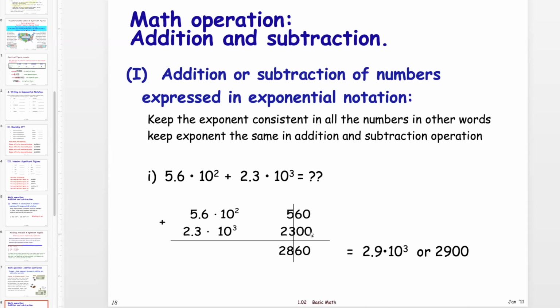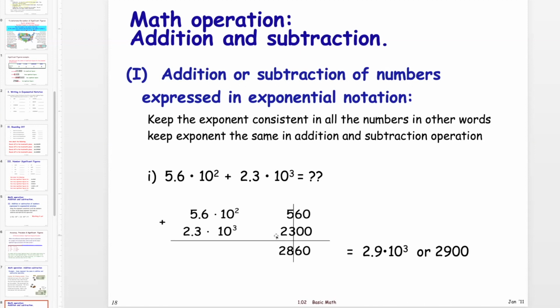Because this has an error of plus or minus 100. This has an error of plus or minus 10. So when you round this number off, you're going to round it off based on this digit right here, because that has the biggest uncertainty.